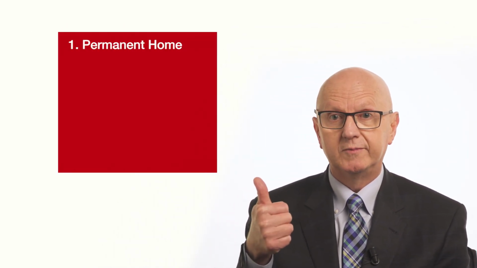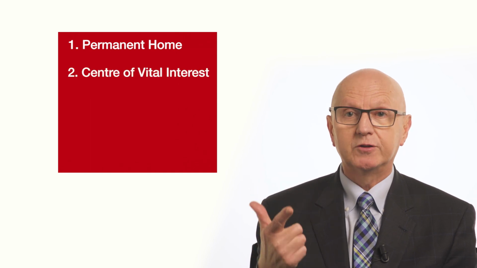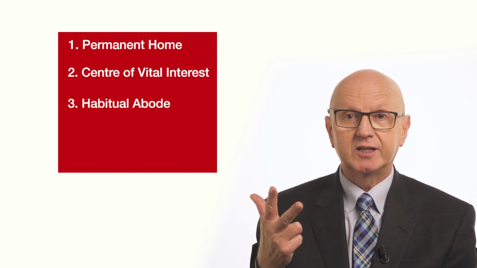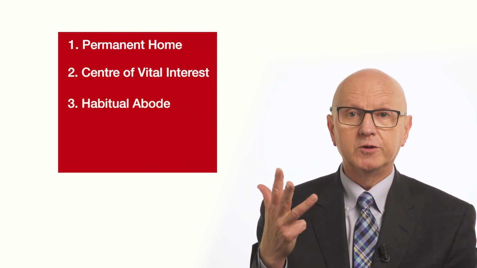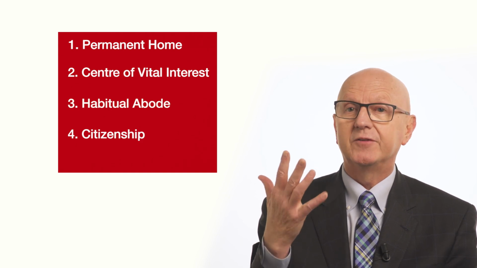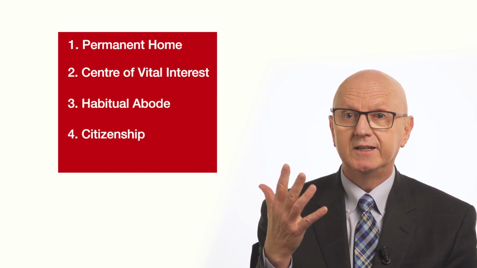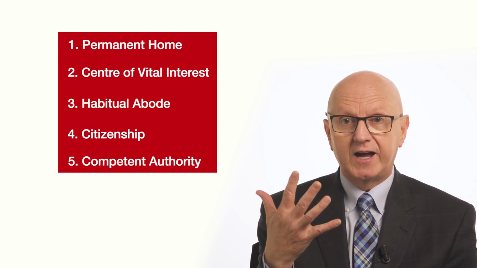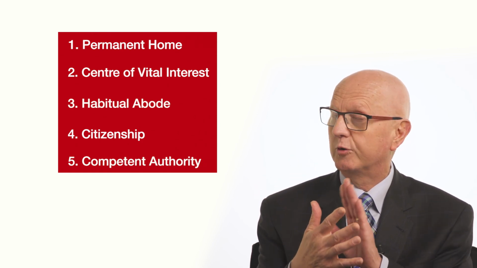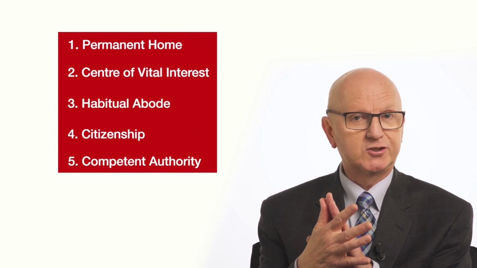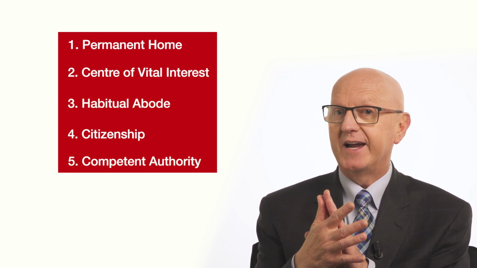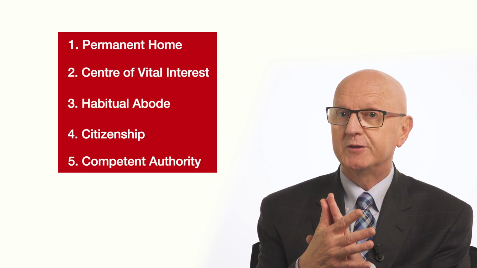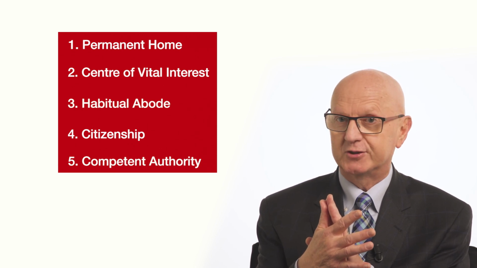And the test is, the first one is permanent home. The second one is center of vital interest. The third is habitual abode. The fourth is citizenship. And the very last test, if you will, is called competent authority. And you have those 5 tests. They go in order, mechanical order. Once a determination is made, it stops. So the fact you may pass 4 of them, but you lose in the very first one, you'll never get a chance to explore those. So let's talk about it in order.